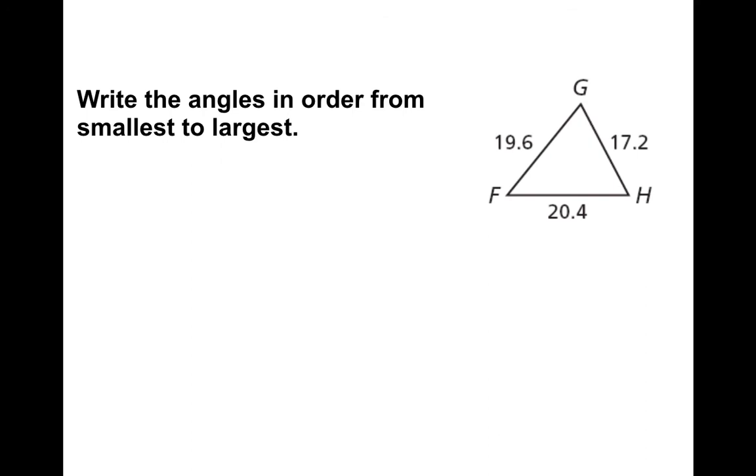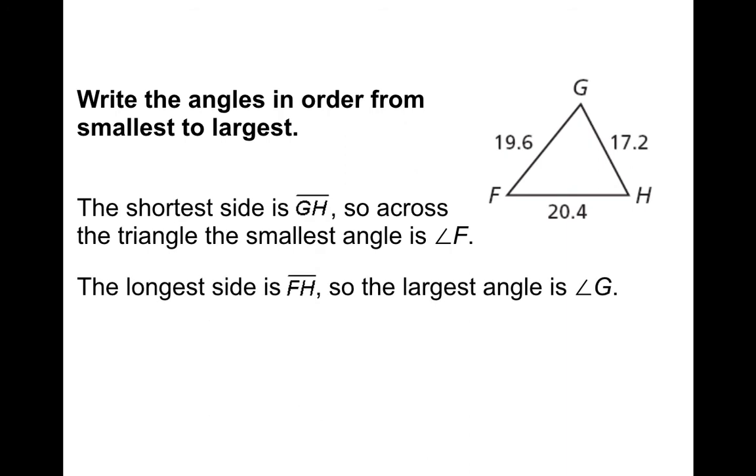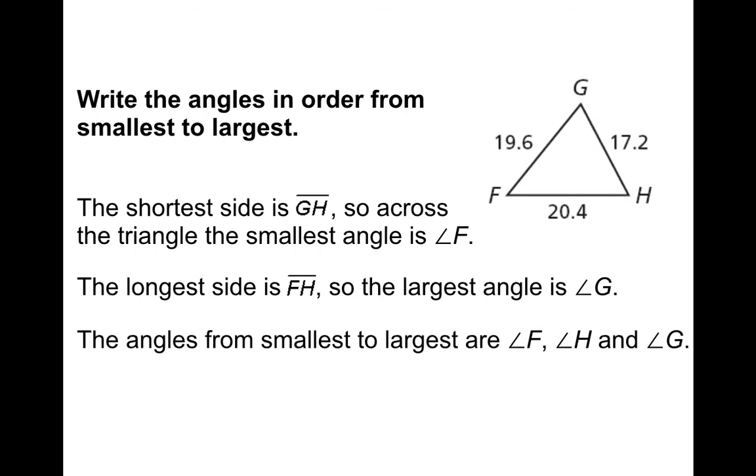Okay, it says write the angles in order from smallest to largest. So notice I did not give you any angle measurements. I gave you the side lengths. But use the theorem idea to help you figure out, well, based upon those sides, what angle is going to be the smallest, medium, and then largest. Okay, the answer to that one, the shortest side was opposite of angle F, and then the longest side was opposite of angle G. So in order, they would go angle F, angle H, angle G.